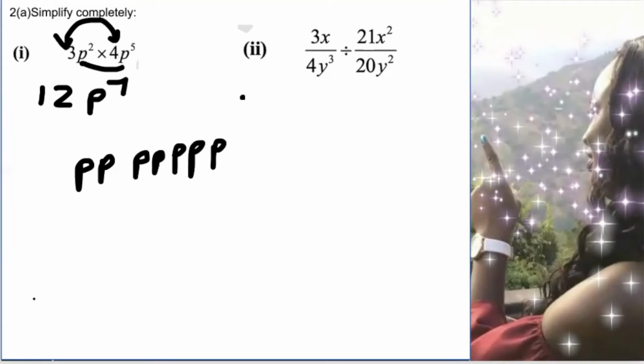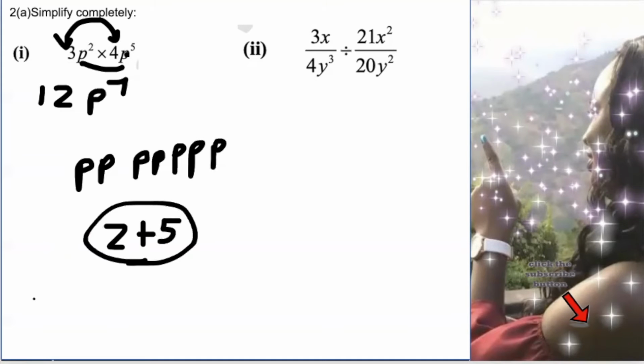Now remember laws of indices. I have to ensure you understand. So we multiply, we add the powers, and the powers are 2 and 5. So 2 plus 5 will give us the 7 that I have here.